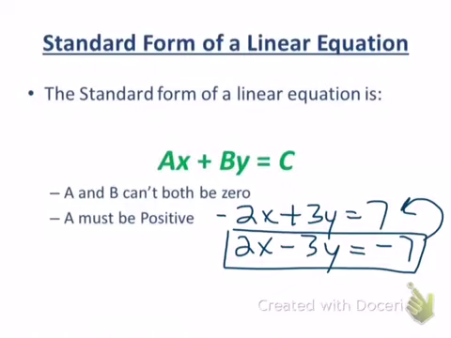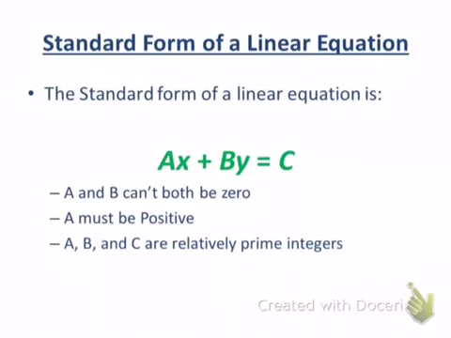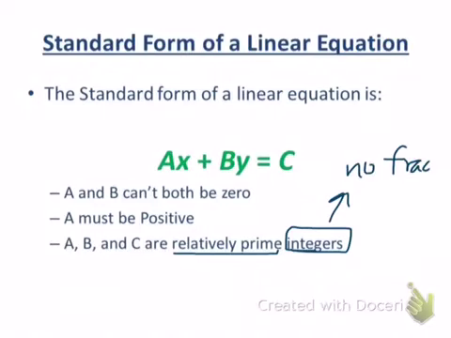And the third condition is the one that's a little bit more difficult to understand. We'll take it apart piece by piece. A, B, and C have to be relatively prime integers. Well, we got to define that, right? We got to define what relatively prime means. We know what integers means, right? What does that mean? Let's define it by what it can't be if it's an integer. Can't be fractions, can't be decimals. No fractions, no decimals is what that means.